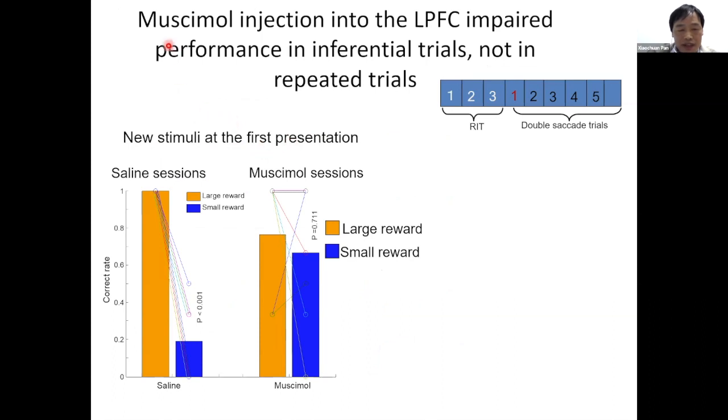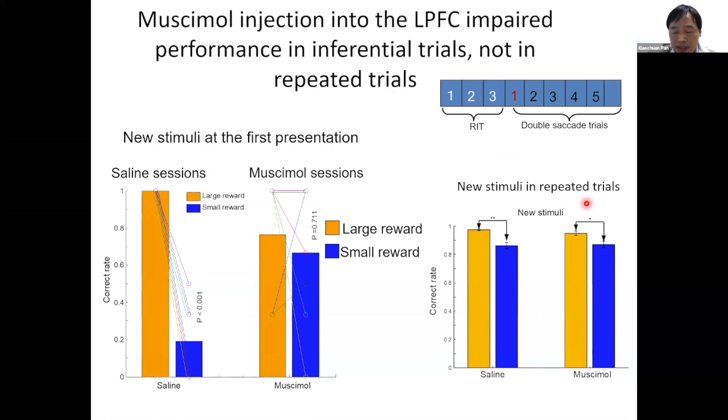We also found that muscimol injection into the lateral prefrontal cortex impairs the performance in the first trial of a new stimulus. In the saline session, the correct rate in large reward trials is significantly higher than the correct rate in smaller reward trials. But in the muscimol session, the two correct rates are similar. This data shows the first trial; in the repeated trials, the correct rate in the large reward trial is still significantly higher than in the smaller reward trial for both the saline session and the muscimol session.